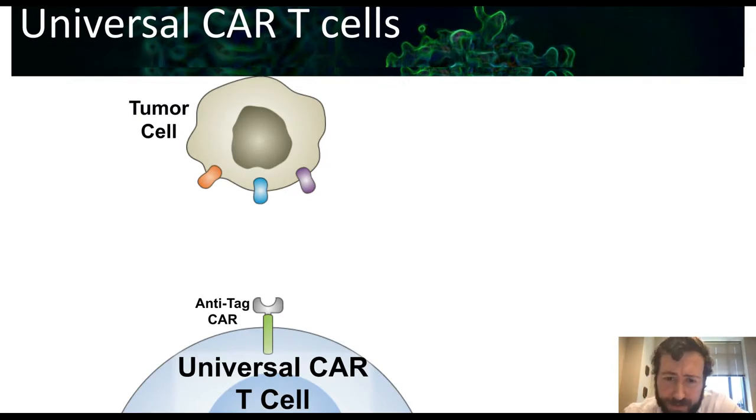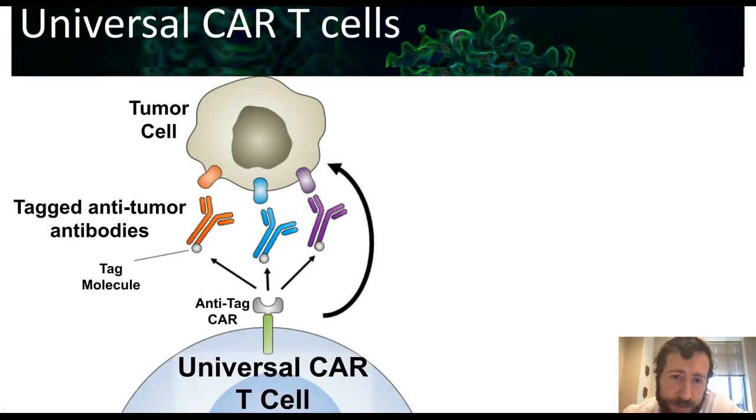So what is a universal CAR? It's a CAR T cell where, instead of binding directly to a tumor antigen, the CAR T cells are co-administered with these tumor-targeting adapters or anti-tumor antibodies. The way the CAR works is that instead of binding directly to the tumor, it binds to the tag on the antibody, and then the antibody binds to the tumor cell.